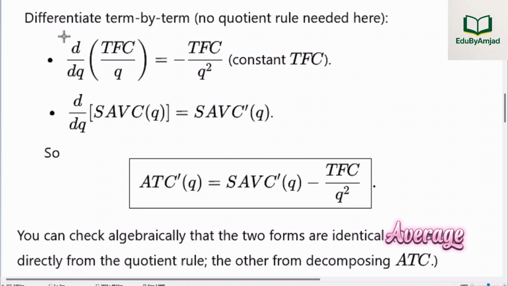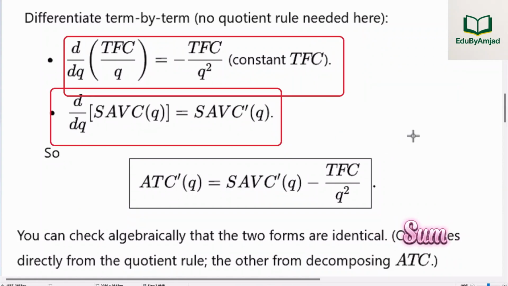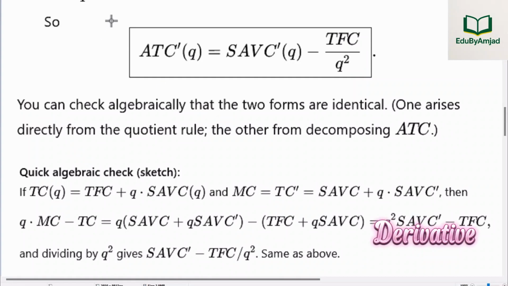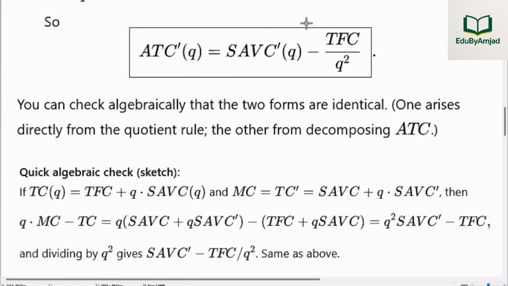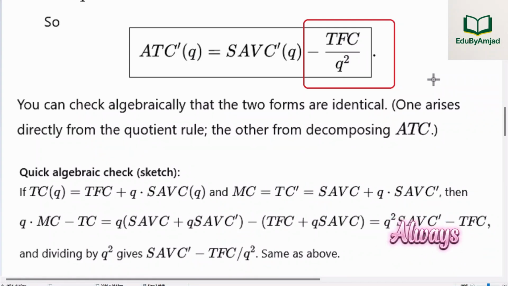To find the slope of average total cost this time, instead of using the quotient rule, we take the derivative of the two terms in the sum. The slope of average total cost is therefore equal to the derivative of average variable cost minus the ratio of total fixed cost to the square of output. The second term is the derivative of average fixed cost. Because this term is negative for all output levels, average fixed cost is always decreasing, and its slope becomes flatter in absolute value as output increases.